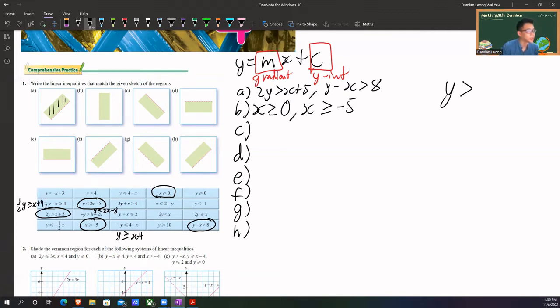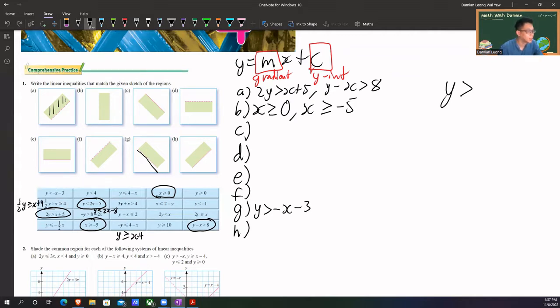So y more than negative x, more above, negative x going down. Yeah, there's no equal. Dotted line going down above. Dotted line going down above this one, the G. So G here, y more than negative x minus 3. Okay.